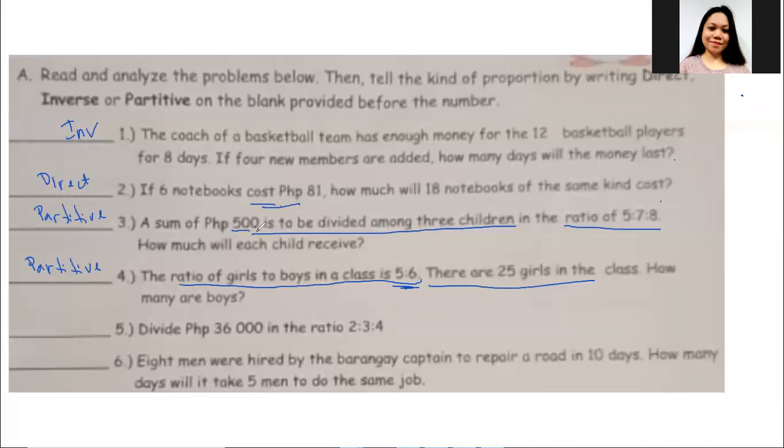Just like this one here, you have total amount in pesos, and then you have the ratio. Divide blah, blah, blah, divide 36,000 into this. So you have that ratio, you have the total. So therefore that is also partitive.